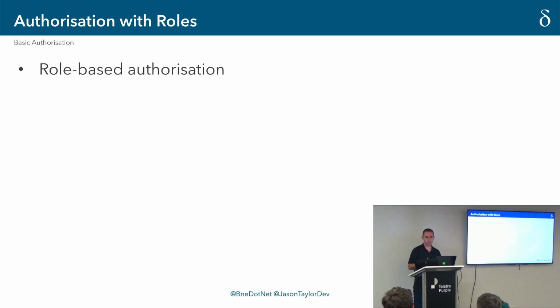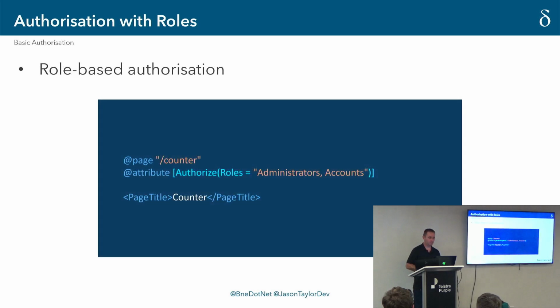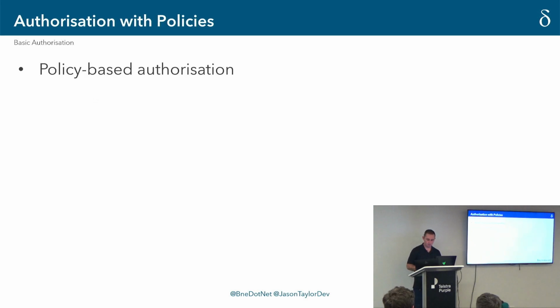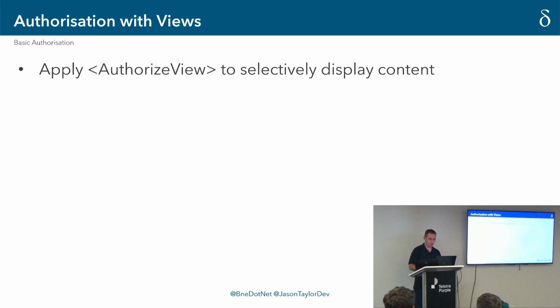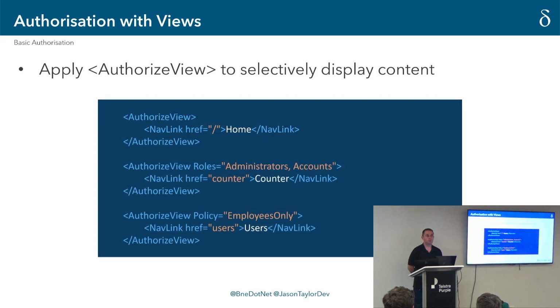So with role-based authorization in Blazor, it's pretty much the same. Again, we're using the authorize attribute, and in this case, the user needs to be a member of the administrator's role or the accounts role to access the counter page. Policy-based authorization, authorize attribute, again, we're applying the employees only policy.